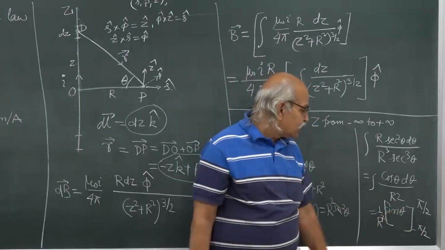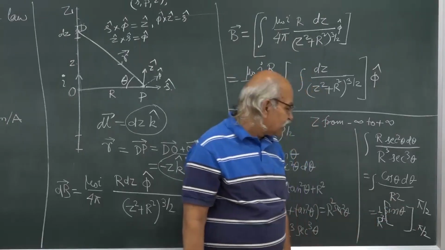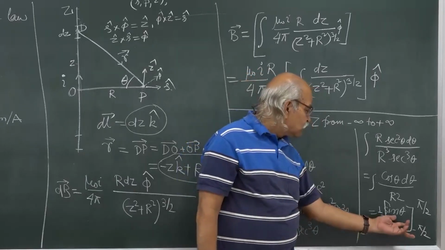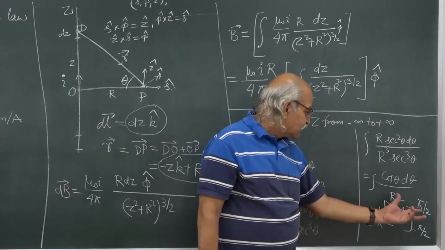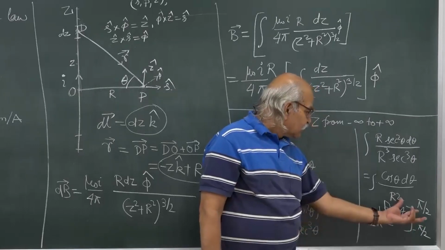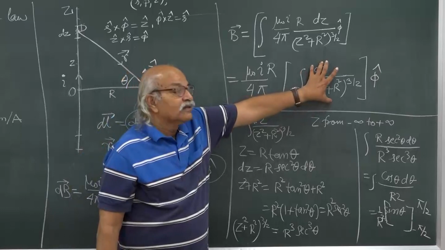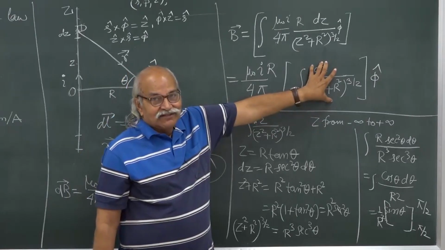Sine of π by 2 is 1, sine of minus π by 2 is minus 1, and with the minus in between, this becomes 2. So this integration is 2 by capital R².